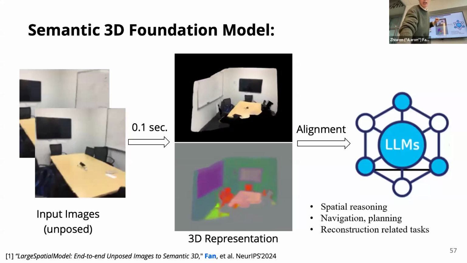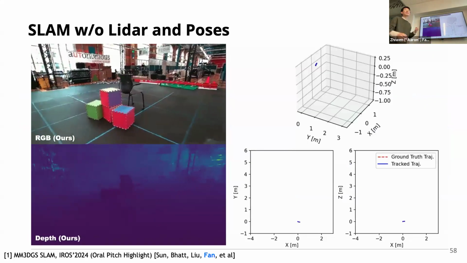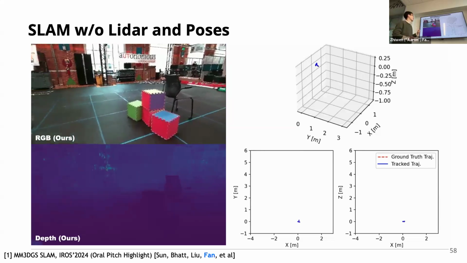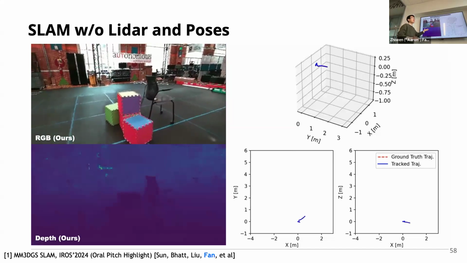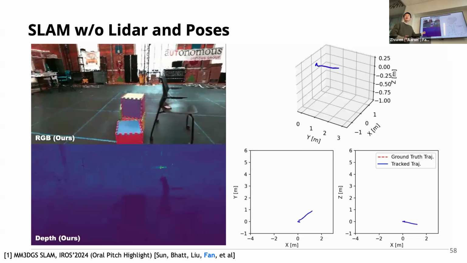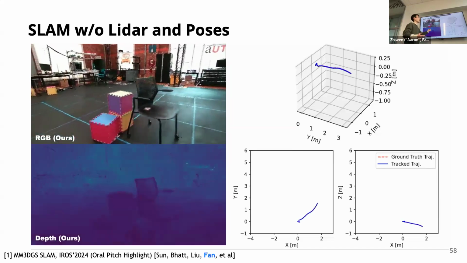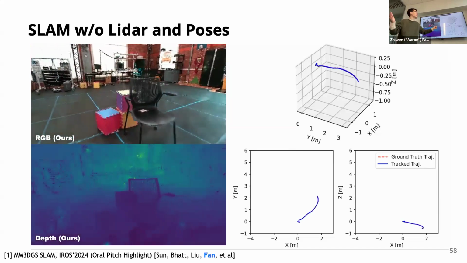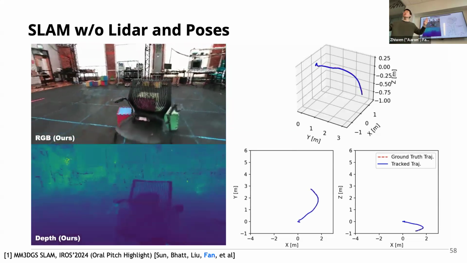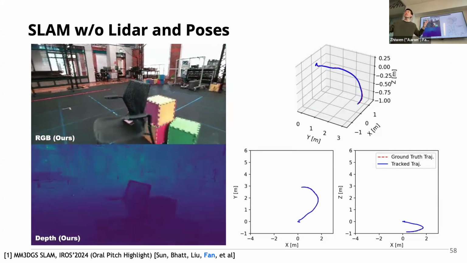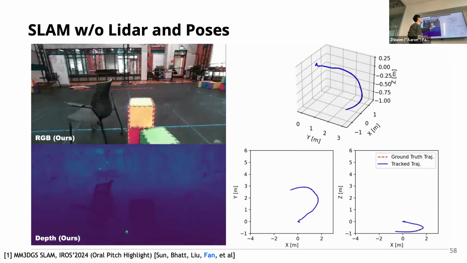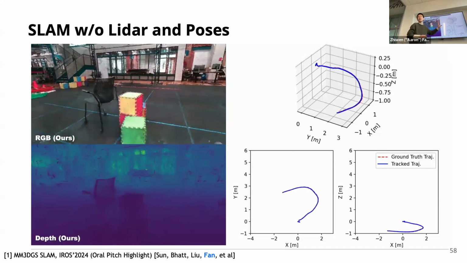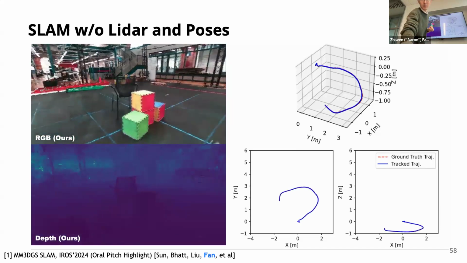The second part is about semantics. The 3D foundation model can help robotics with tracking and mapping. This paper integrated the foundation model into the system. Now we don't rely on input camera poses, and we don't rely on LiDAR as input. We can build 3D tracking and mapping in real time, and we get very accurate quality.